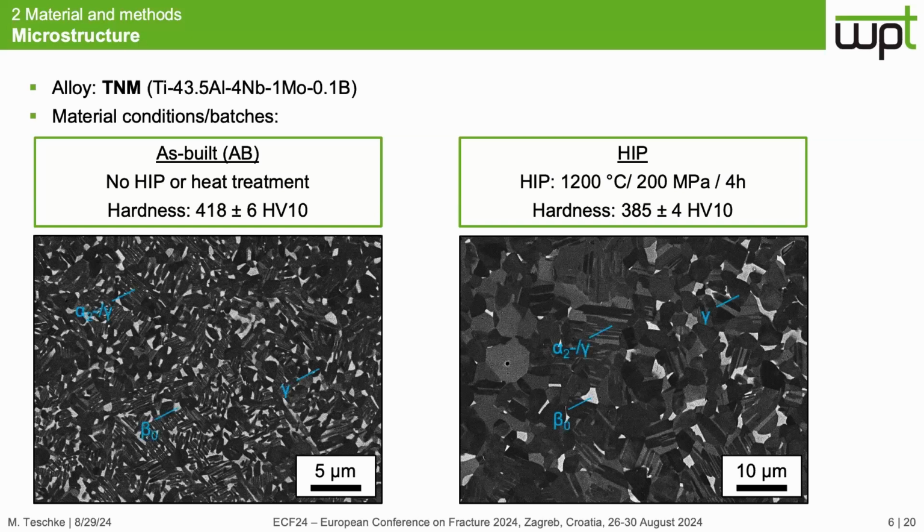First of all, in both conditions the same microstructure occurred. So this was this lamellar alpha-2 gamma structure, the light beta-o phase, and the globular gamma grains, which we can see here a little bit better. But due to the high temperature of the hot isostatic pressing process and the low cooling rates, there was a significant grain coarsening.